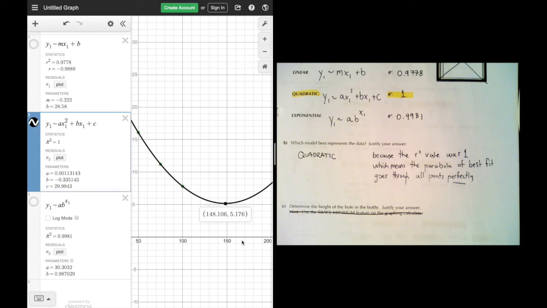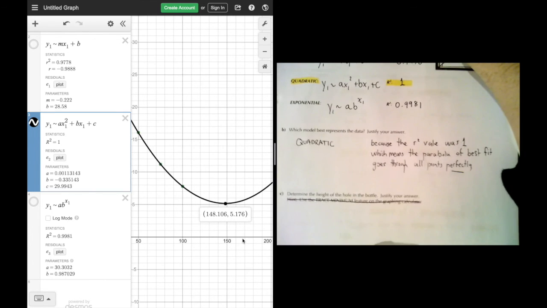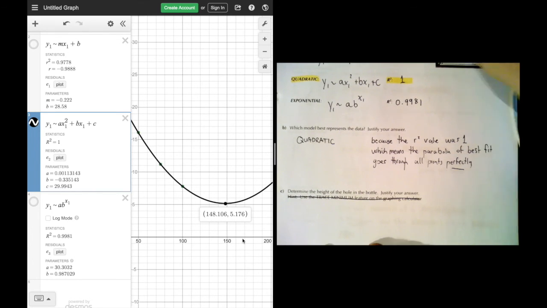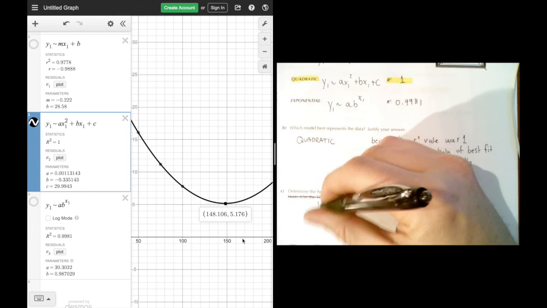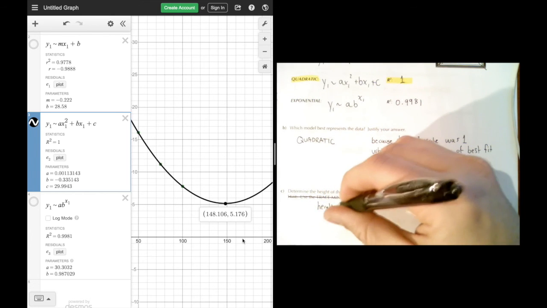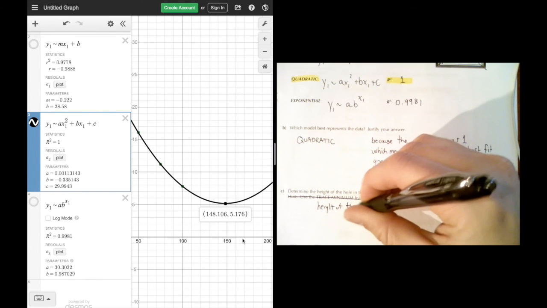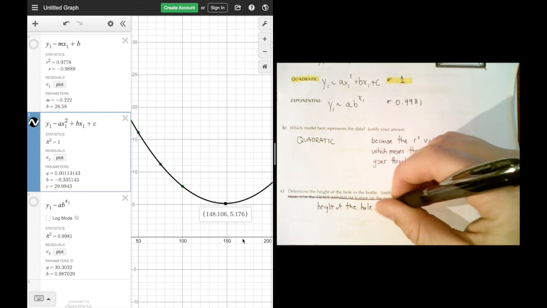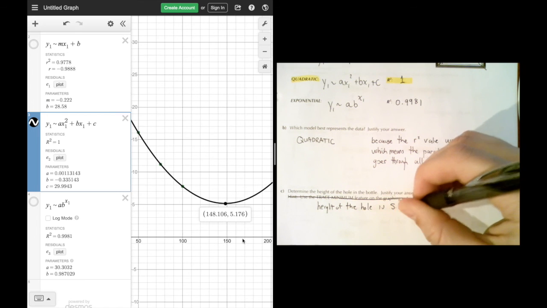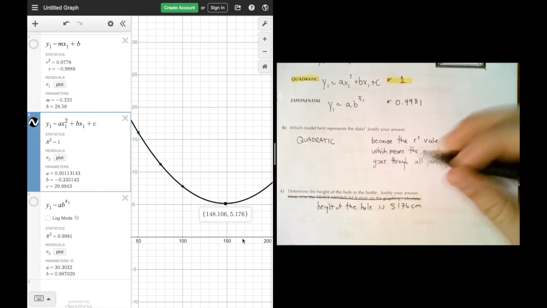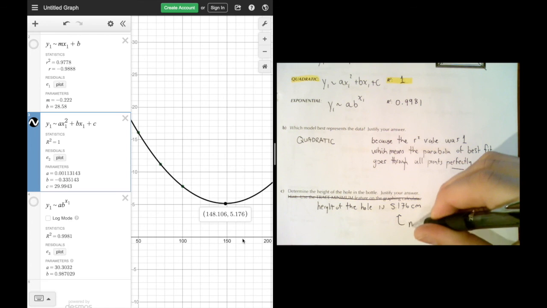And there it is right there. So at 148.1 seconds, there's only 5.176 centimeters of water. So let's say that. Determine the height of the hole. So that's the centimeters. So the height of the hole is 5.176 centimeters. And that is because that's the minimum value.